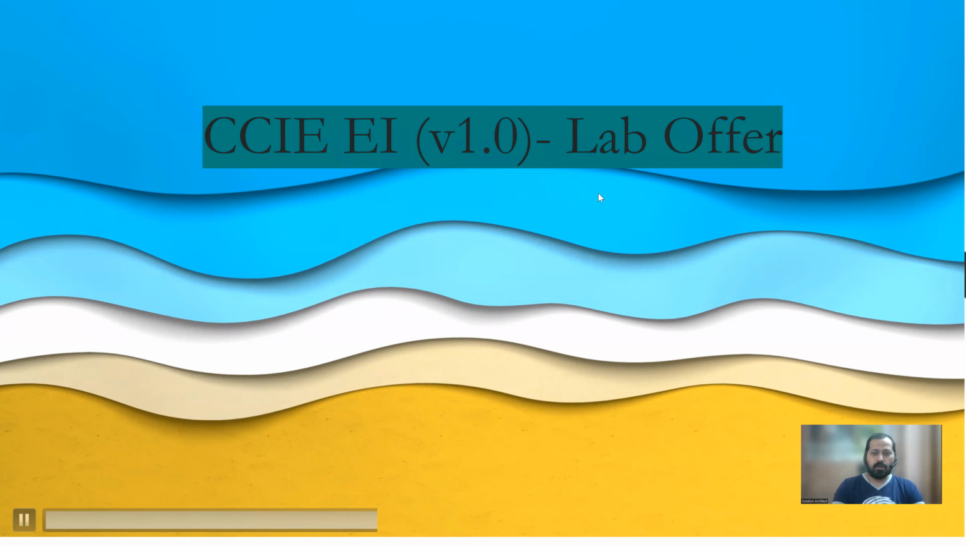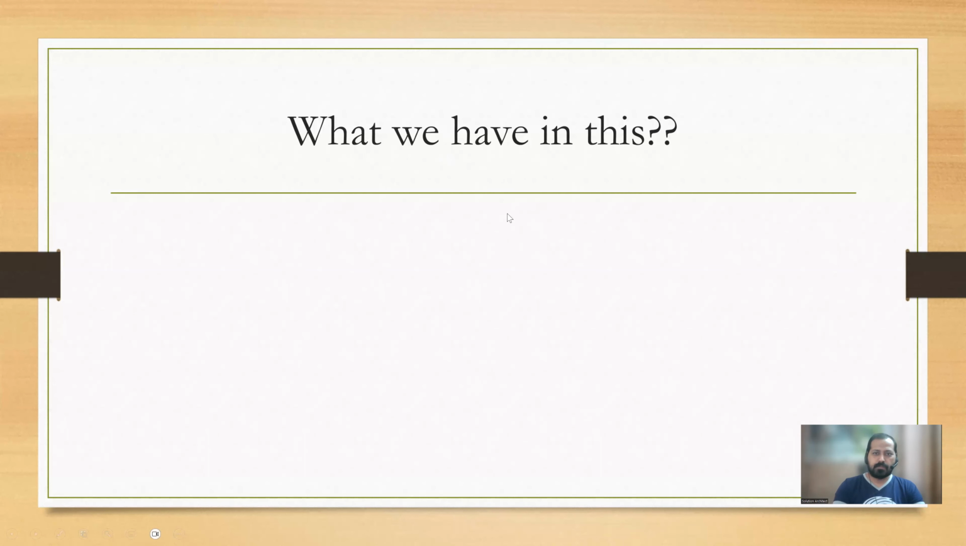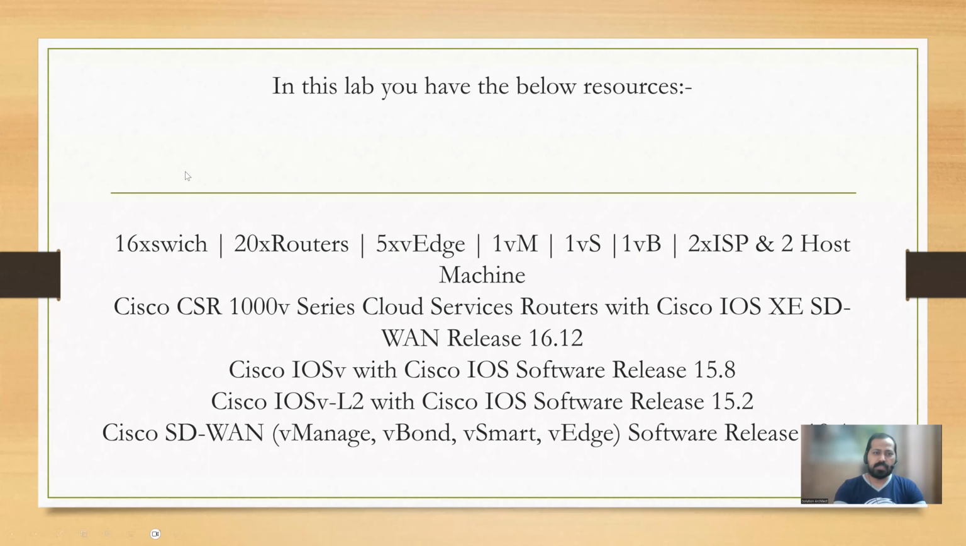In this lab, what you will find, let me quickly show you that. In this lab, you have multiple switches. You can see you have more than 16 switches, 20 routers. You have a SD-WAN full-fledged lab. Actually, this is a complete CCIE Enterprise 1.0 lab, where you can do section 1, section 2, section 3.